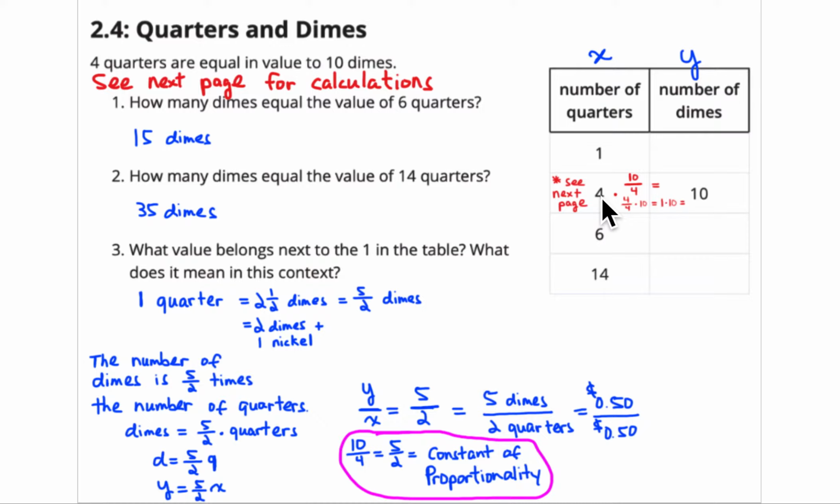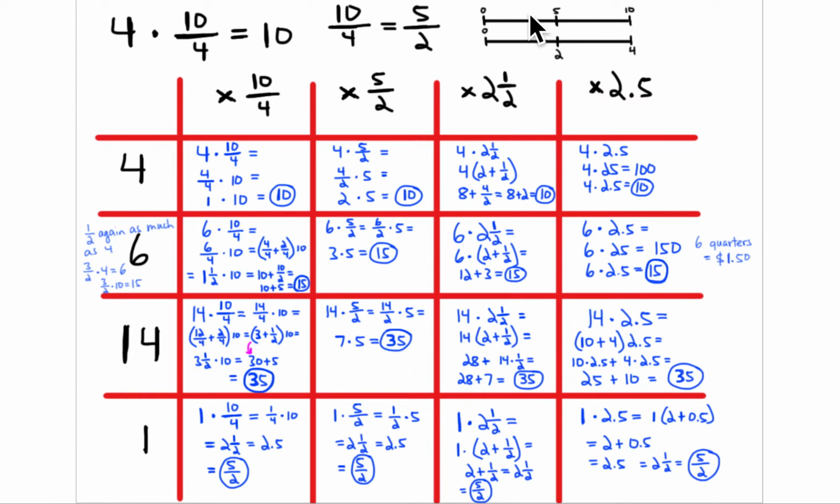10/4 of 4, or 4 times 10/4, is equal to 10. So the constant of proportionality is 10/4, and that simplifies to 5/2. 10/4 is the same as 5/2. Let's see where I wrote that. Actually, I wrote it up here.